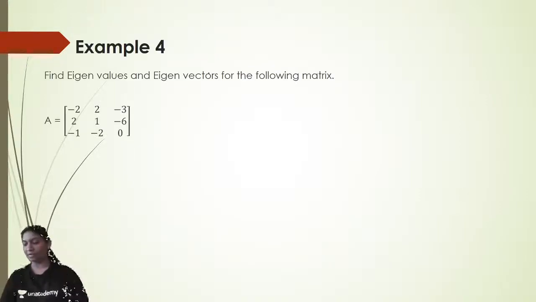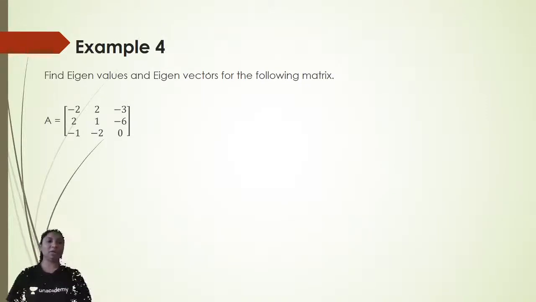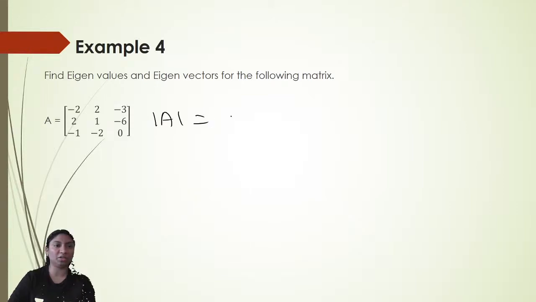Now find the eigenvalues and eigenvectors where the matrix is asymmetric. So we will see when the matrix is asymmetric how to find out the eigenvalues and eigenvectors and see what the eigenvalues are here. Okay, so for that first, for the characteristic equation, we require determinant of A. So we will calculate determinant of A.